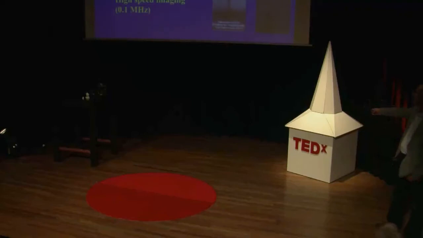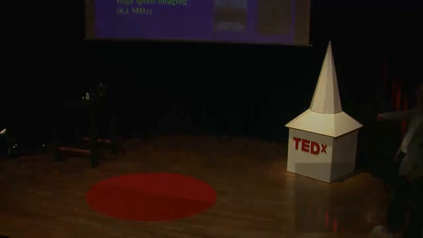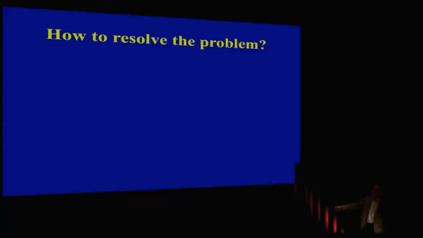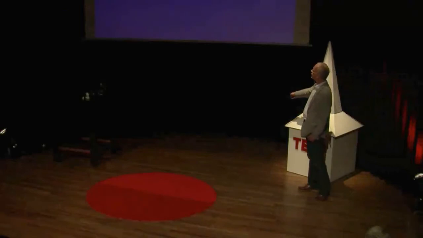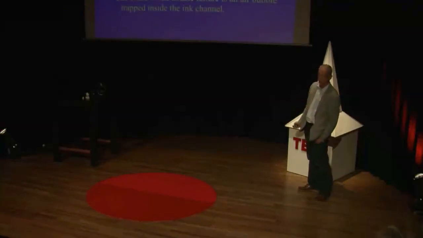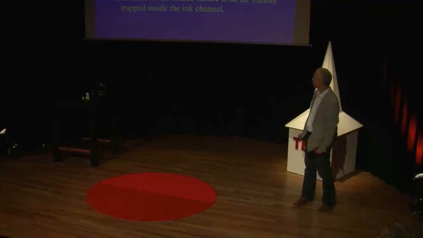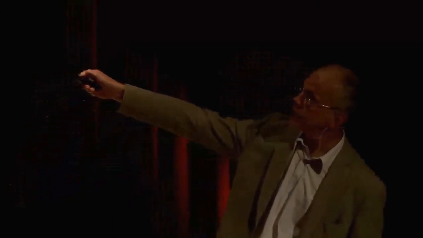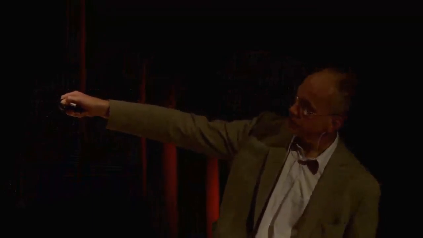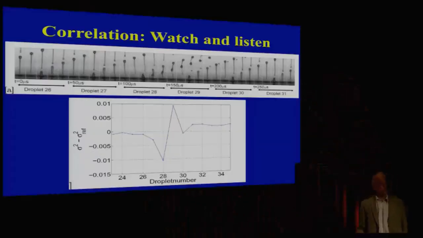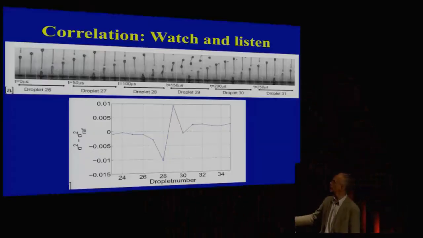So, well, how to cope with this problem? Well, you cope with this problem by listening and watching. So you watch and listen. It's a good way to cope with problems anyhow. And what you find is that the cause of the failure is a bubble which is entrained in the nozzle. And you see the correlation here. So here you see the distortion with droplet 28, 29. Here is the signal minus the reference signal. So here no distortion, and right here you see a distortion. So you really can hear when things go wrong.